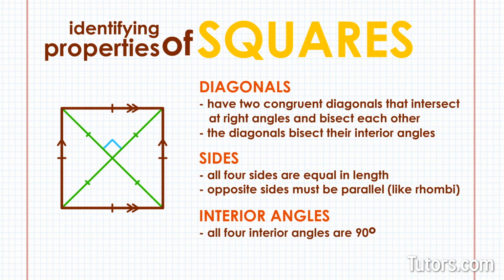All four interior angles of a square are congruent, since interior angles of any quadrilateral must add to 360 degrees, which means each angle is 90 degrees. All squares, therefore, have four right angles. The rectangle shares this identifying property, so squares are rectangles.